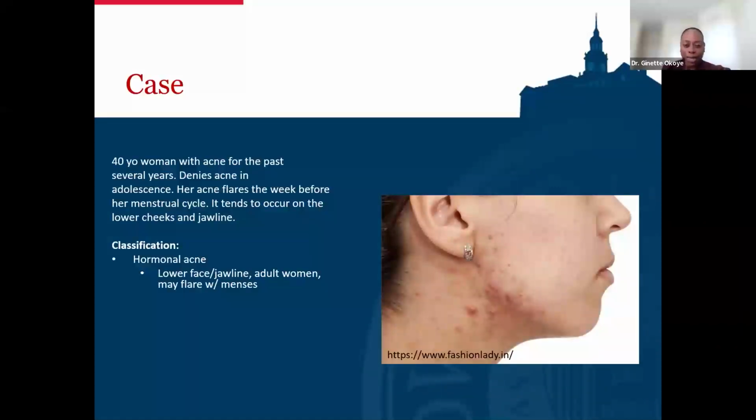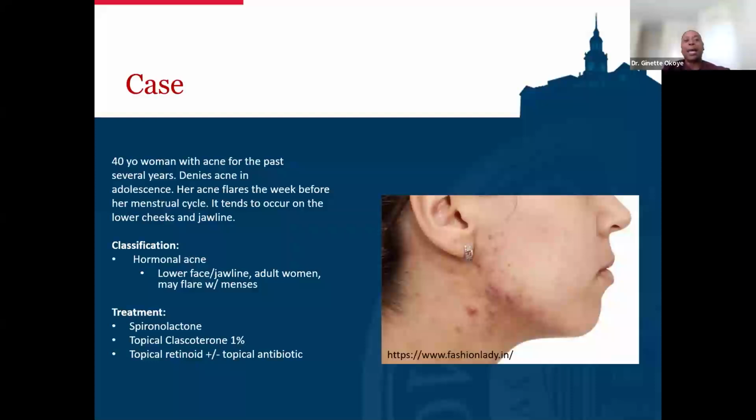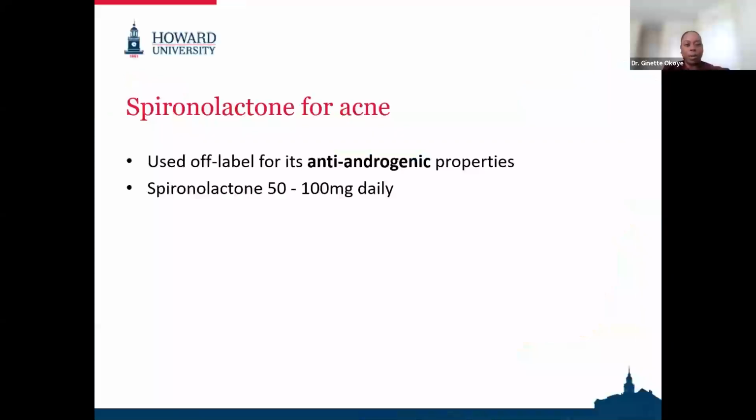She has hormonal acne, right? So this is usually adult woman, usually flares around their menses and always on the lower part of the face. So she needs either spironolactone, topical clascoterone, and everybody needs a topical retinoid. Sometimes we'll add a topical antibiotic for these patients. So let's talk about spironolactone for acne.